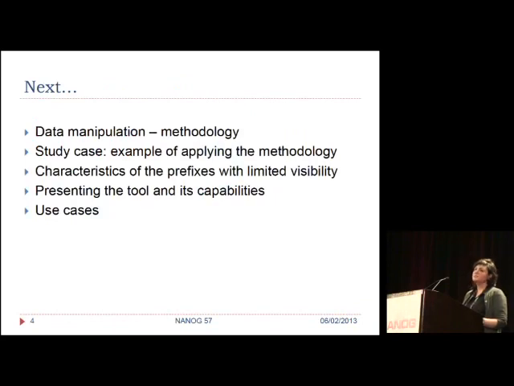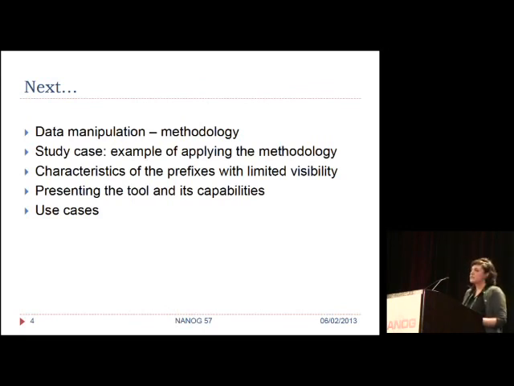Next I'm going to walk you through all the steps behind all the data manipulation. I'm going to show you the methodology to have it all clear and out in the open. I'm going to show you a few numbers based on a case study. So we're going to take an actual sample, and I'm going to show you what we are doing with that particular sample. I'm going to show you a few interesting characteristics, or at least interesting for us, of the limited visibility prefixes. I'm going to show you the actual tool and how to use it, and how you can help me by telling your stories if you find limited visibility prefixes that you are originating as a network.